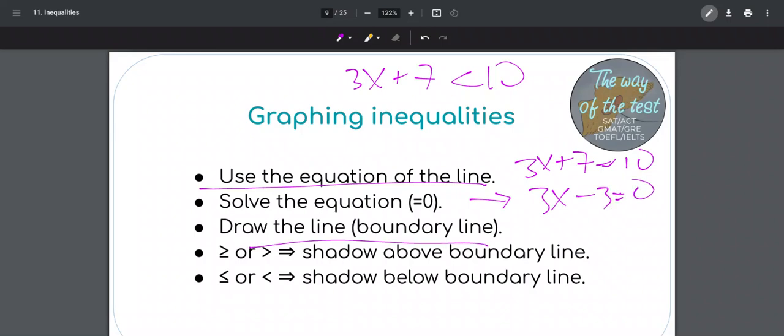I'm going to draw my line. And I'm going to shade above if I'm doing greater than or equal, and I'm going to shade below if I have less than or equal to. Pause the video. Copy everything.